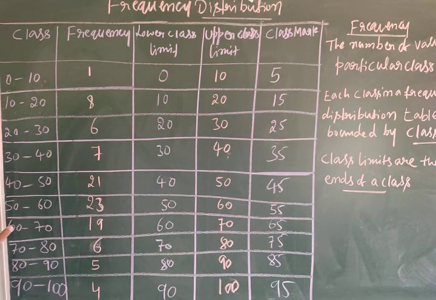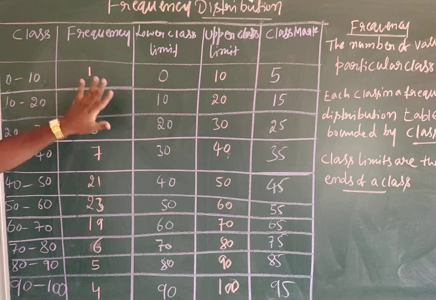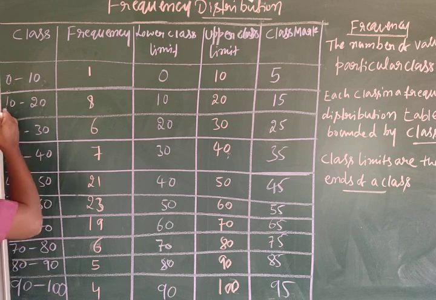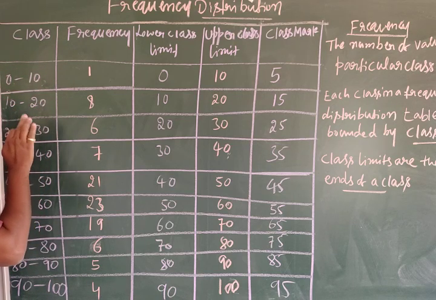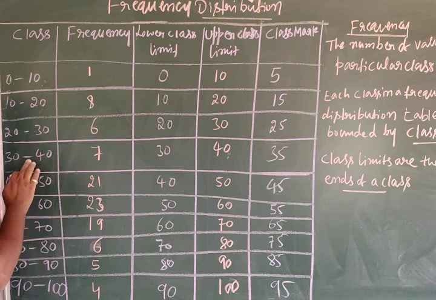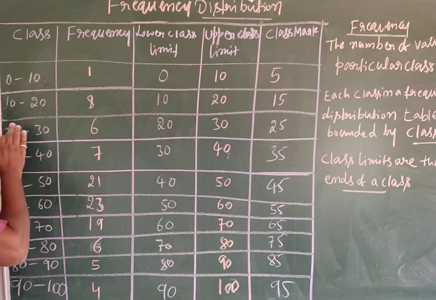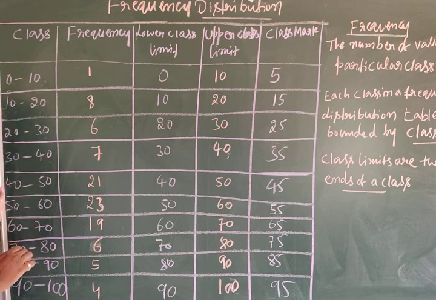Each class in a frequency distribution table is bounded by class limits. Actually, in each class we can observe two limits. There are two ends of a class, first one and second one. Here we can observe two ends of a class. Class limits are the two ends of a class.